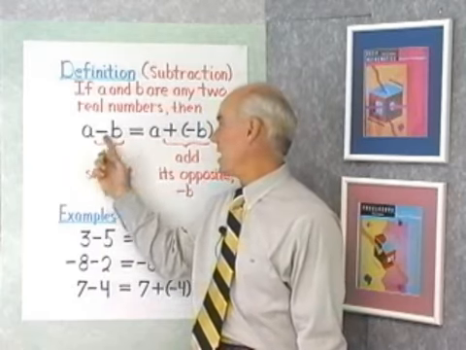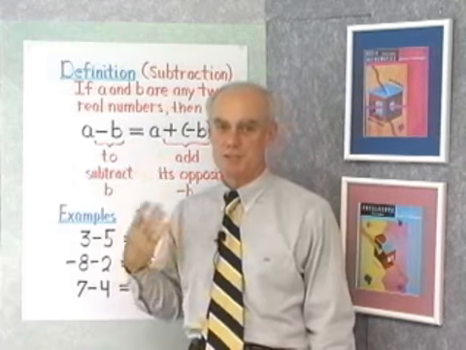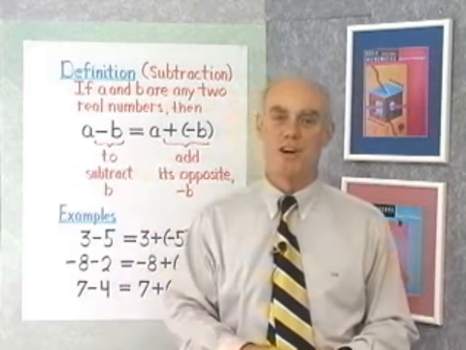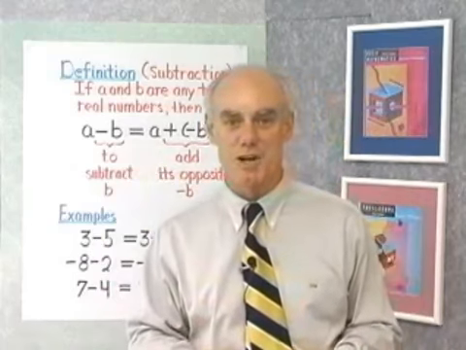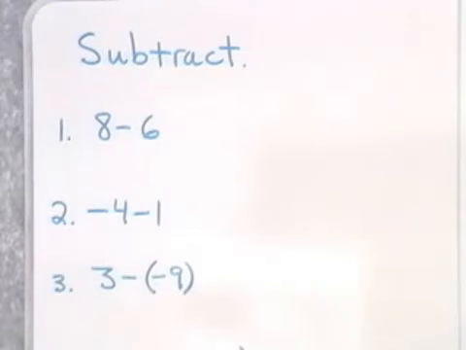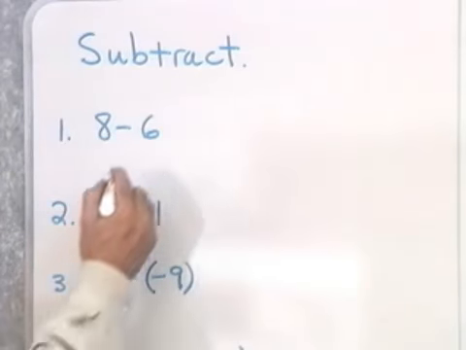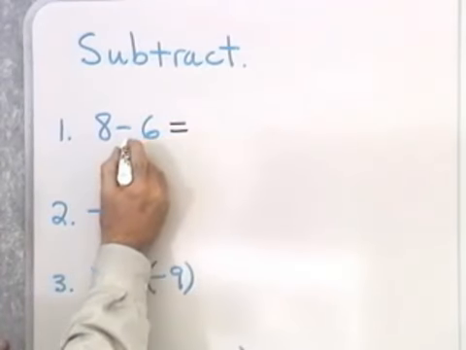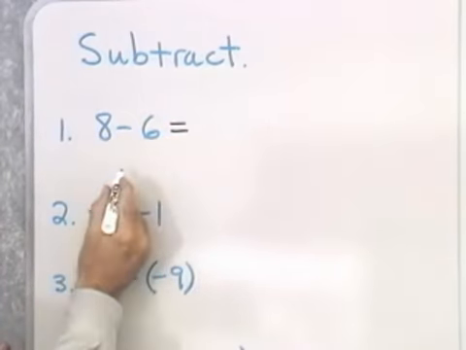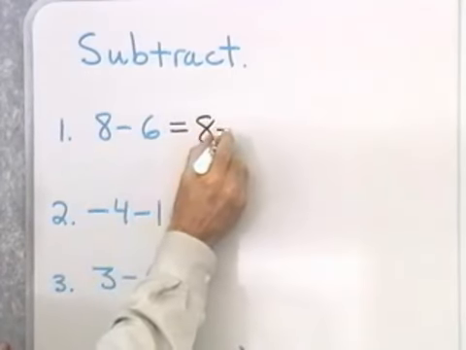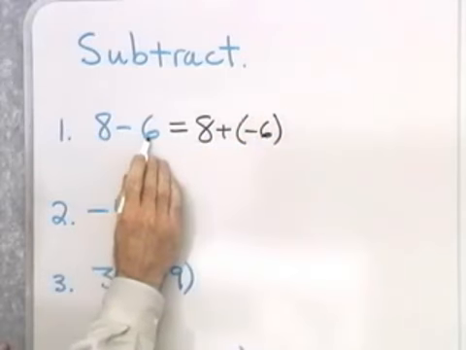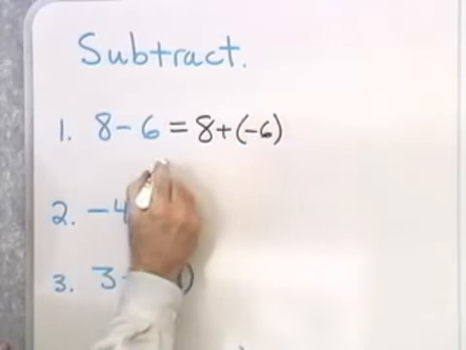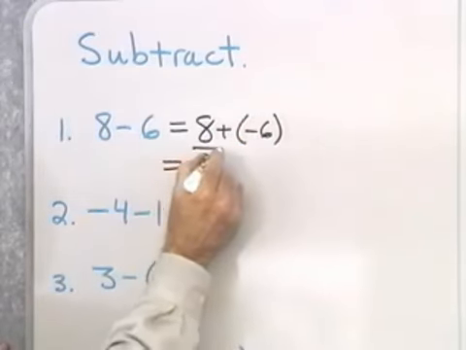So defining subtraction in terms of addition gives us the ability to use our rule that we have for adding positive and negative numbers. Let's look at our first problem. Problem number 1, it's 8 subtract 6. Okay, I don't want to do any actual subtraction, even though I know the answer to this is 2. I want to rewrite it as 8 plus negative 6. So instead of subtracting positive 6, I add its opposite, negative 6. That gives me the correct answer, 2.